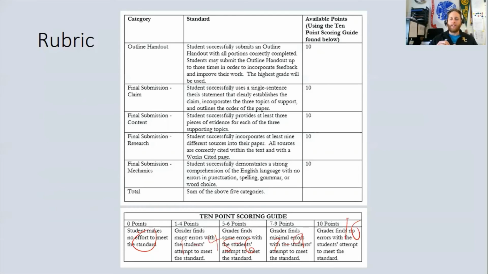I say on here up to 3 times. By the 4th time, you should know what you need to do. So I don't expect you guys to need 4 tries. And whatever the highest grade I give you will be the one used.